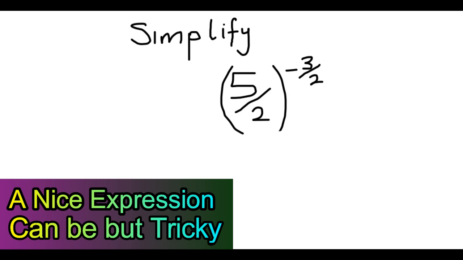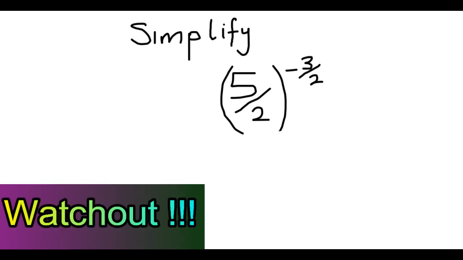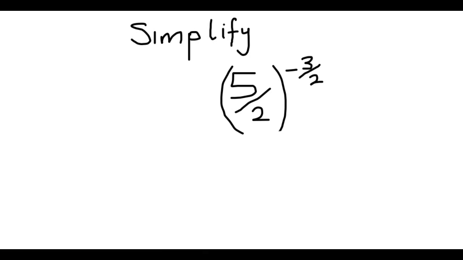Let's solve this simplification together. So in this expression we have (5/2) raised to the power negative 3/2. To simplify this expression, we need to consider first the property of indices, which implies a negative power n can be written as 1 over a power n. So we can write this expression in this form.